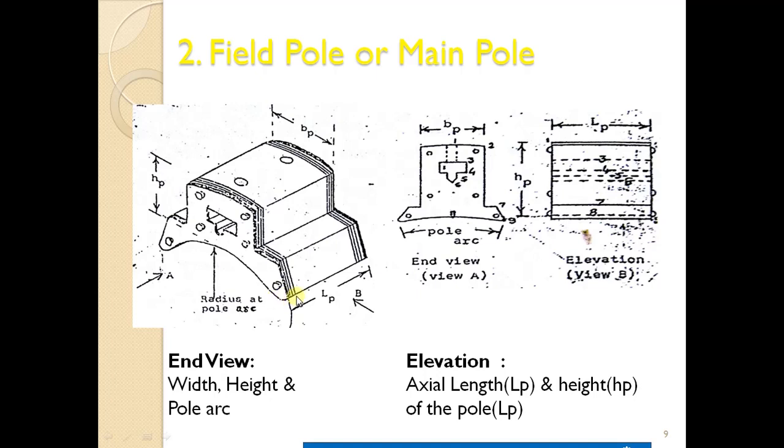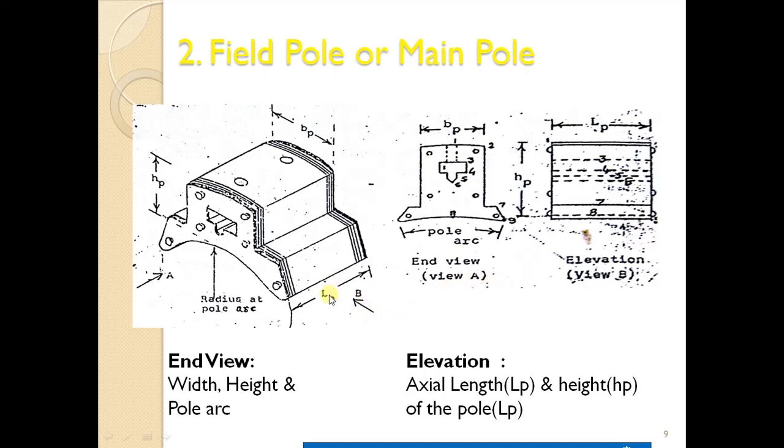Okay, the pole arc, and this is the length of the pole, width of the pole, and then the height of the pole. Okay, this is the height of the pole, width, and then the length of the pole, or else we can also call it the depth of the pole. So from the front, it is from point A. From point A you can only see this portion, right? So that is what is written here. This is nothing but an end view, that is view A.